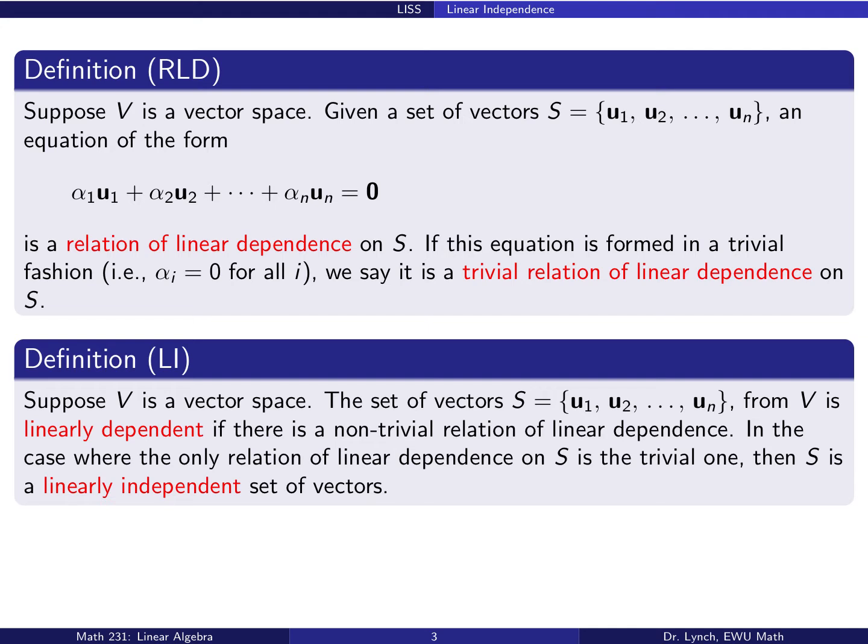Of course, one way that we can make this equation true is the trivial relation of linear dependence, all of the alphas equal to 0. If there's a non-trivial relation of linear dependence on a set S, we say that set is linearly dependent. If the only relation of linear dependence on a set is trivial, then the set is linearly independent.